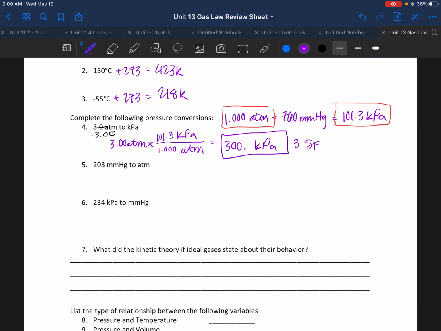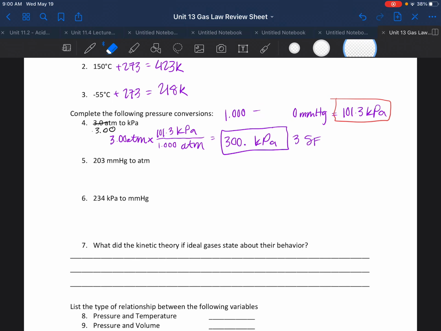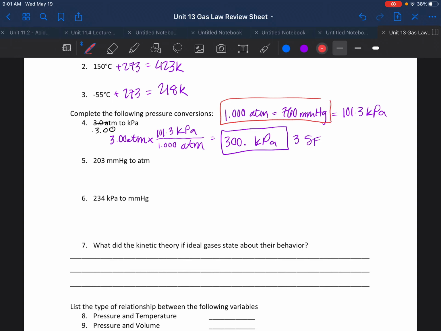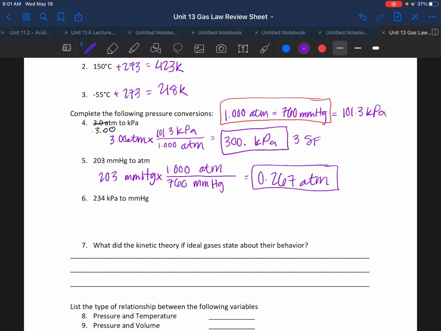The next one here, we have 203 millimeters of mercury to atm. So what we are working with on this one is going between these two. And so starting with what we know we have 203 millimeters of mercury. Set up our conversion fraction here. And so millimeters of mercury goes on the bottom. And we want atm. Target unit goes on top of the fraction. And so filling in the numbers, atm gets a 1, millimeters of mercury gets 760. So if you take 203 times 1, divide it by 760, you get 0.267 atm. Again, following that rule of having 3 sig figs.